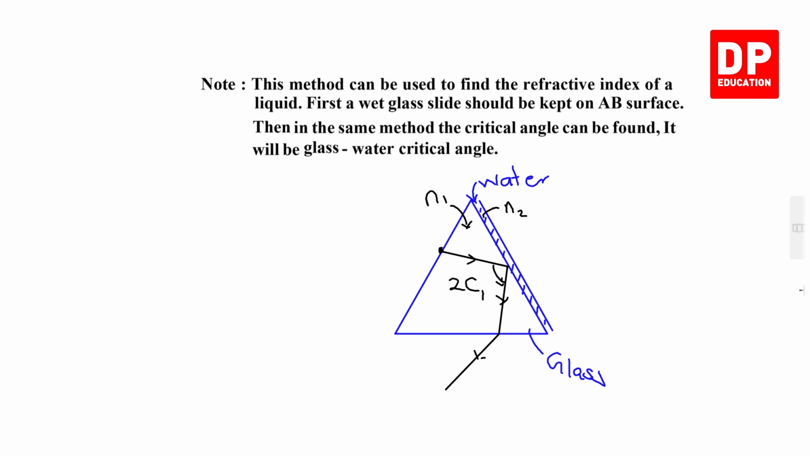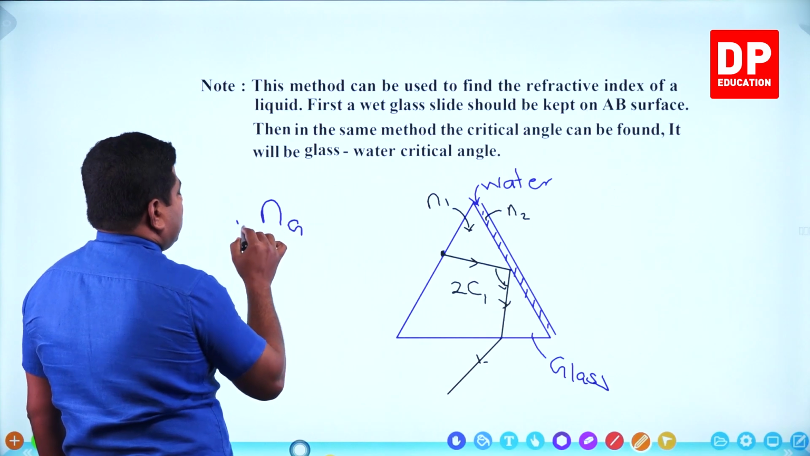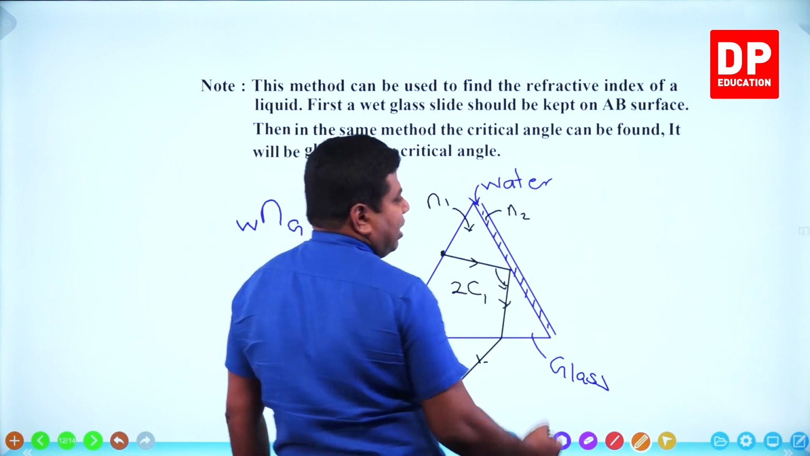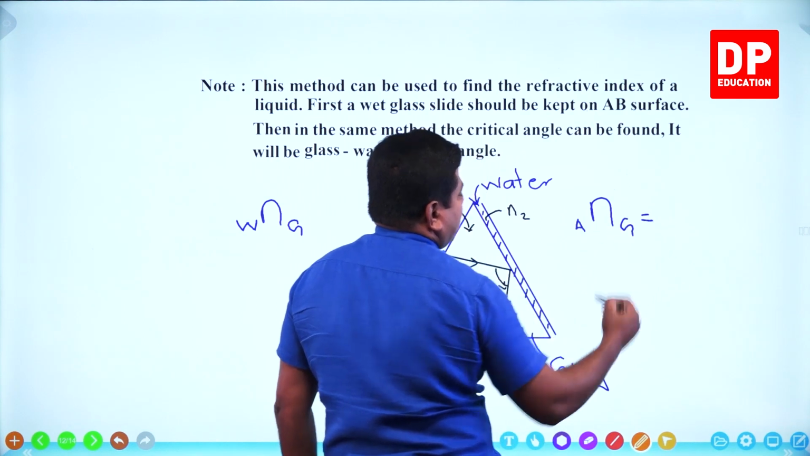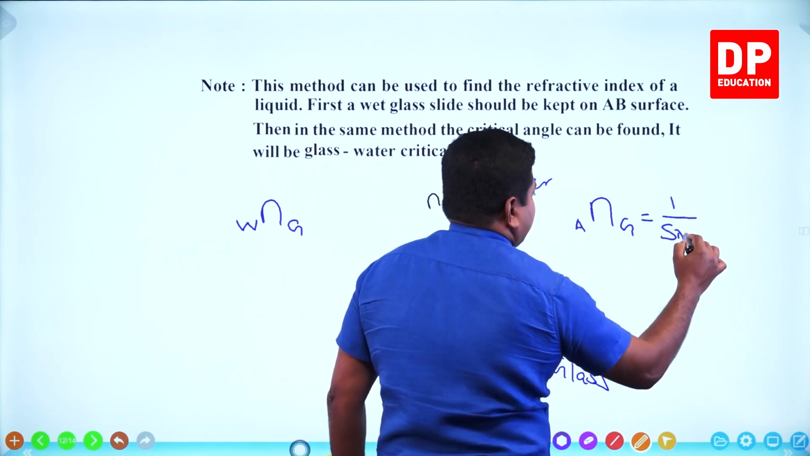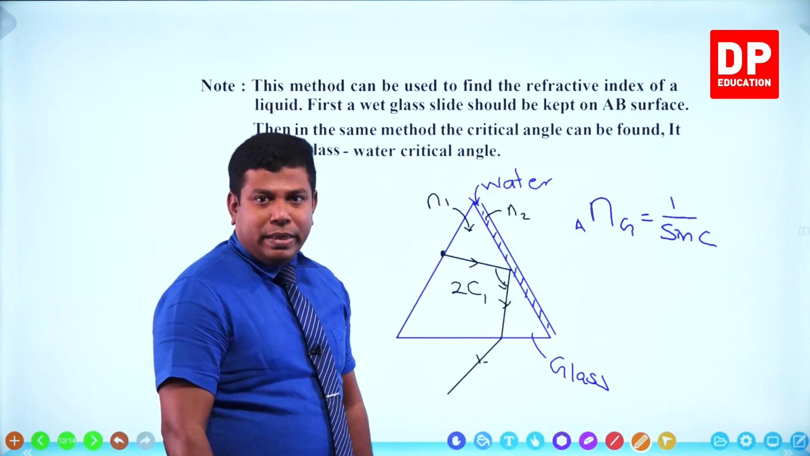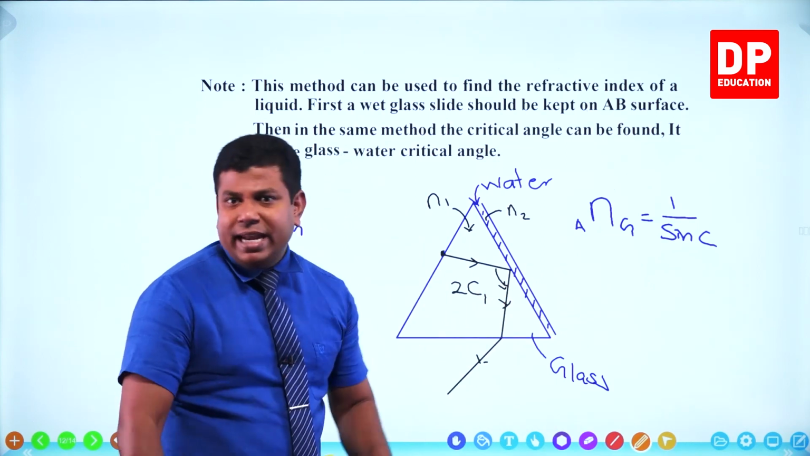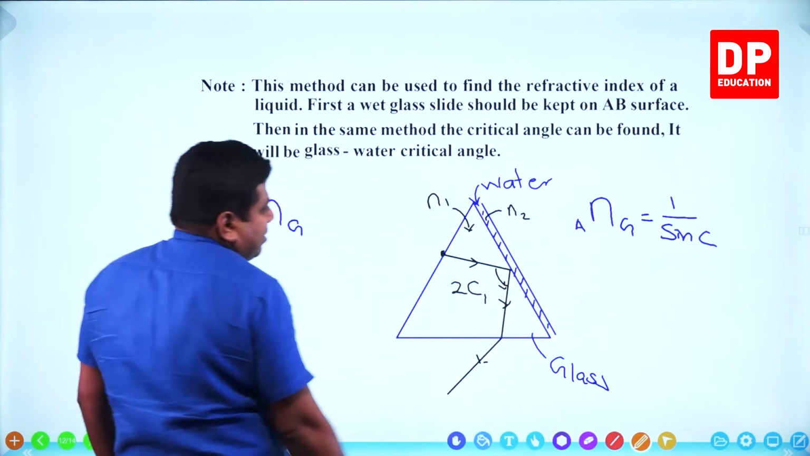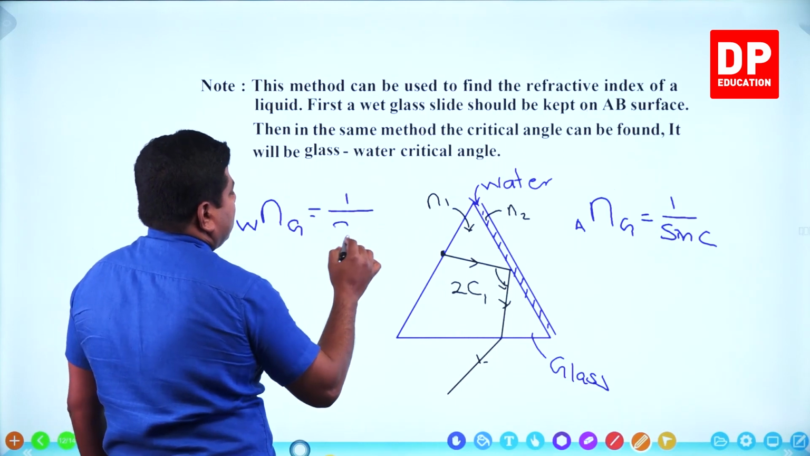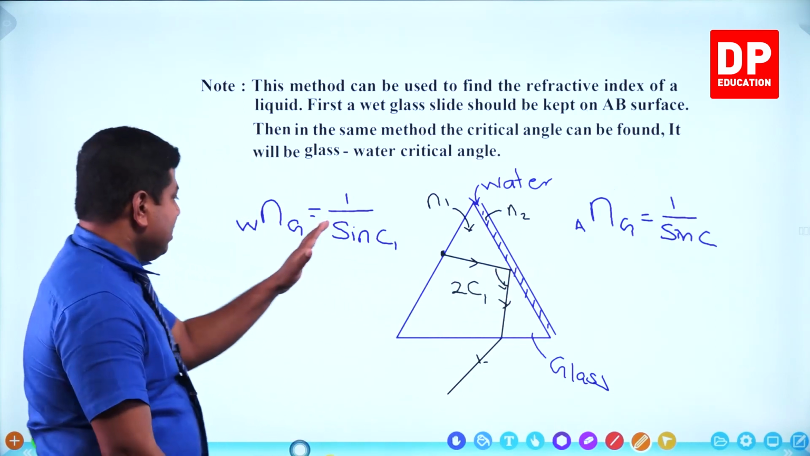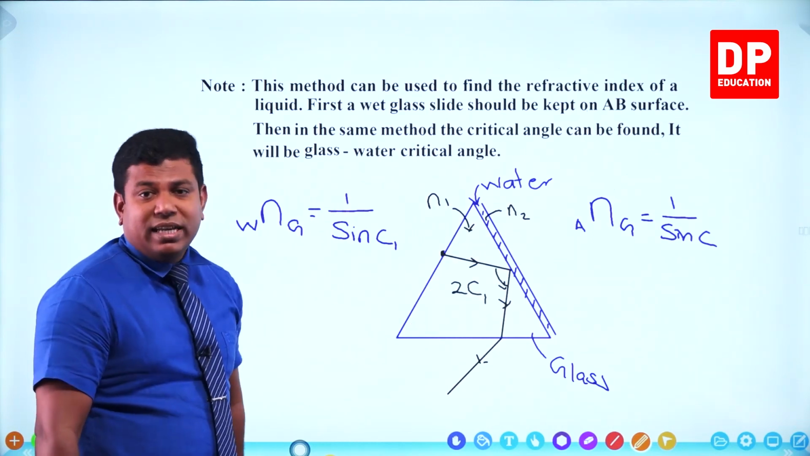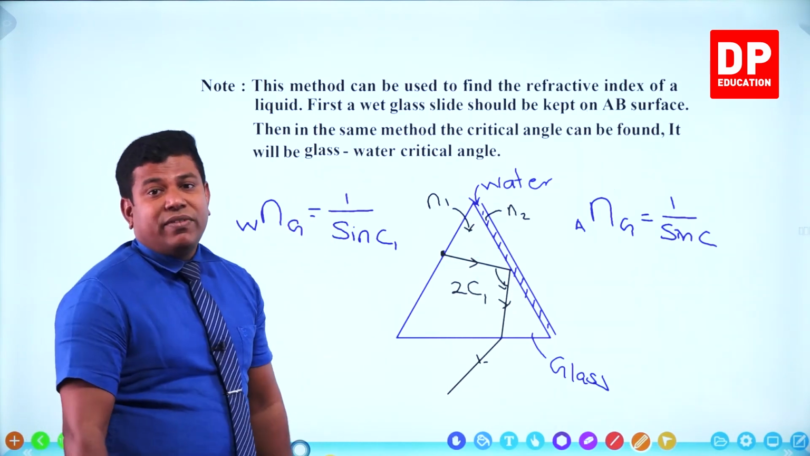Then the refractive index of glass with respect to water. Remember, earlier when we did only with glass without the water, we said glass's refractive index with respect to air was 1 over sine C. Right? Since it is air, we don't have to write A and G, we can simply say N. But this time it's not air, it's water on the other side. Sine C1. C1 you can measure from here. So with respect to water, glass's refractive index.